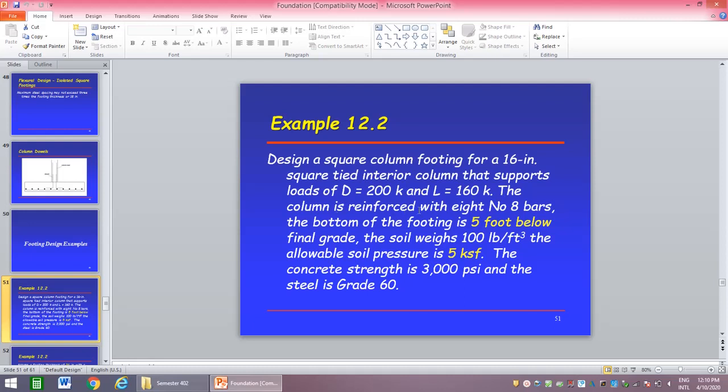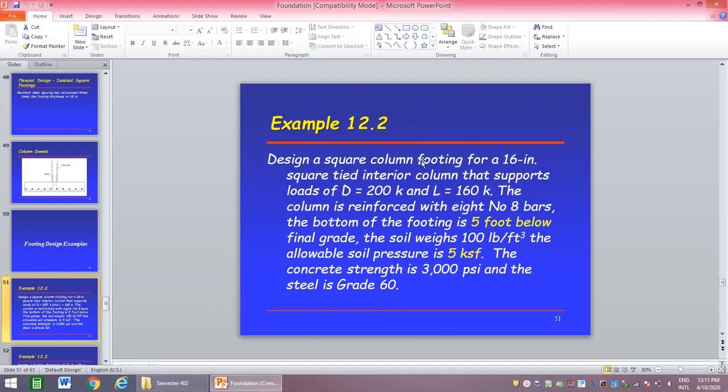The column is reinforced with 8 number 8 bars. The bottom of the footing is 5 foot below the final grade. The soil weight is 100 pounds per cubic foot. The allowable bearing soil pressure is 5 ksf. The concrete strength is 3000 psi and the steel grade is 60,000 psi.